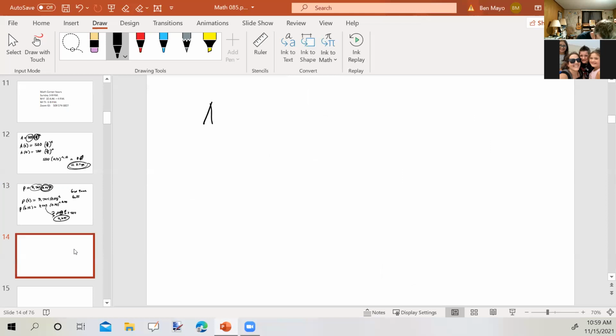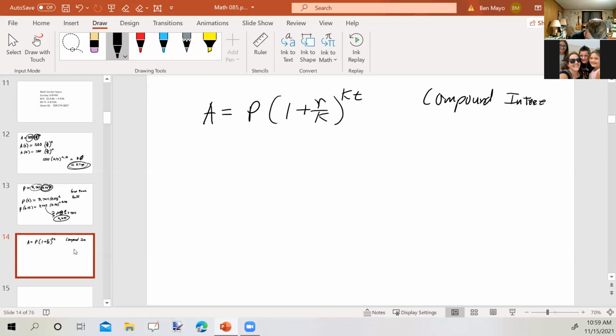Here it is. It says A equals P times the quantity 1 plus R over K, all raised to the KT power. All right. This is the formula for compound interest. So if you took Math 75 pre-algebra, you would have studied simple interest, which is I equals PRT, okay?